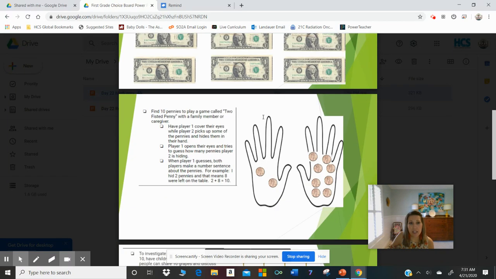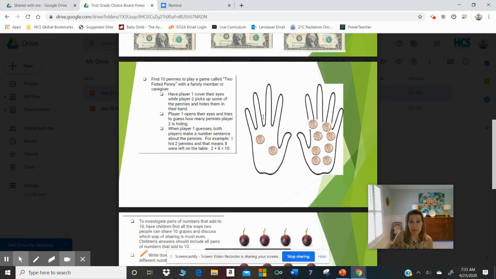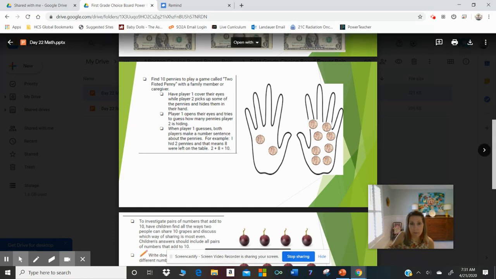Okay, your next choice is like the double-fisted penny game. And I know it's been a while, but you need 10 pennies. And then in one hand, you will grab up a few pennies and you're going to count the number of pennies in this hand. And then the other player is going to try to guess how many pennies would be left over. So it's like your complements of 10, okay?